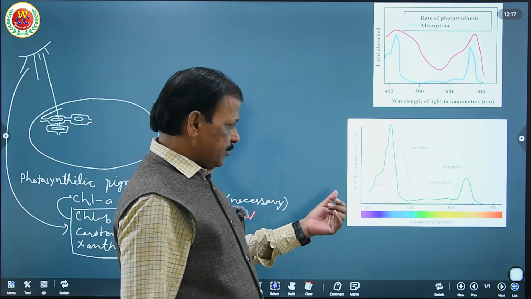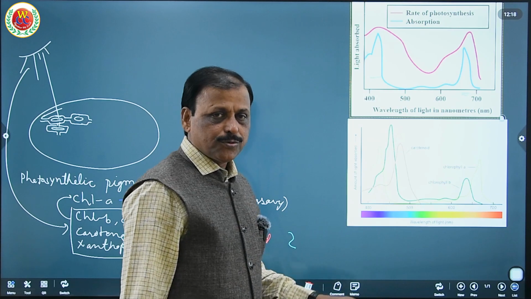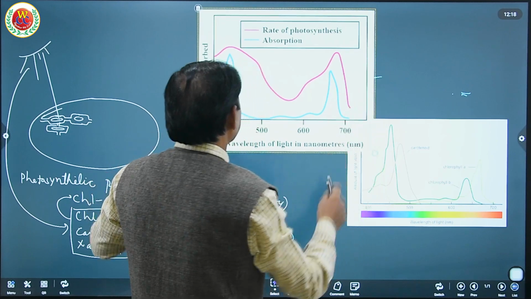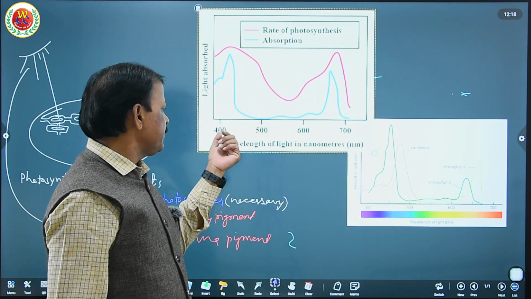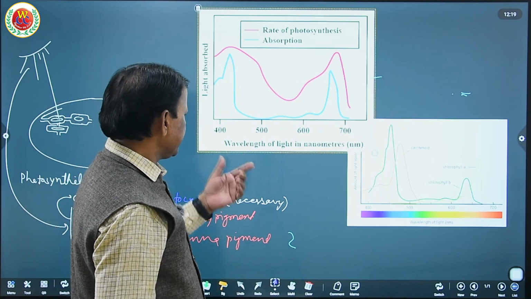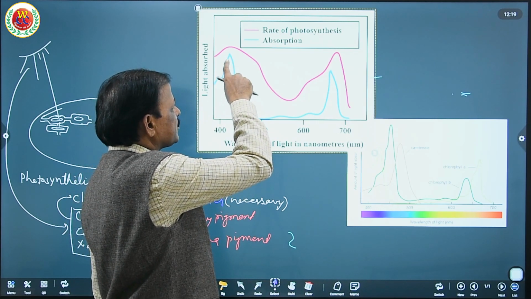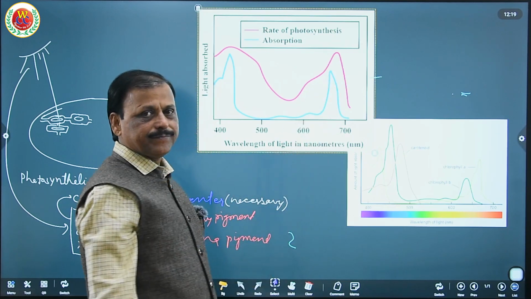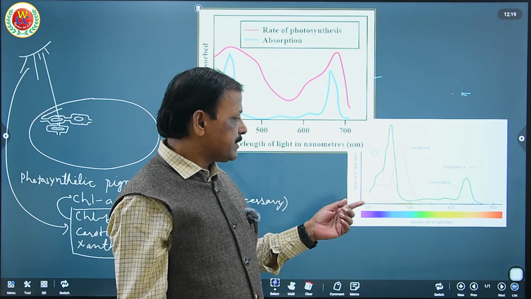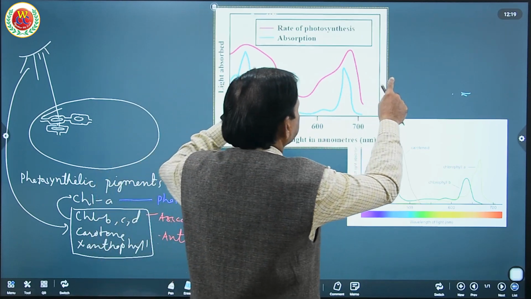To understand the action and absorption spectrum here, this is the spectrum where light energy is absorbed between 400 to 700 nanometer wavelength. Maximum light energy is absorbed, that is called absorption spectrum, in blue light and red light. Therefore the action spectrum, that is production of food, also occurs maximum in blue light and red light.